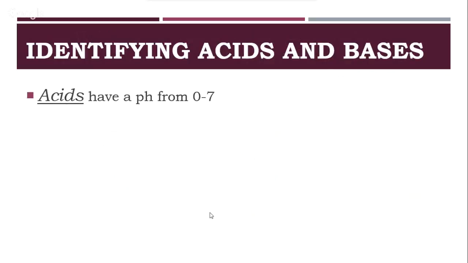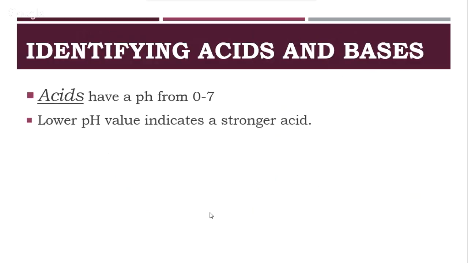Now, how do we identify acids and bases? Whenever pH is from 0 to 7, it's definitely acids. The lower the pH, the stronger the acid. Whenever pH is between 7 and 14, these are bases.